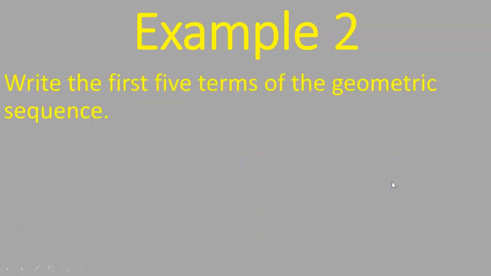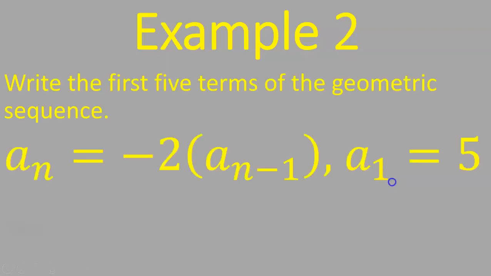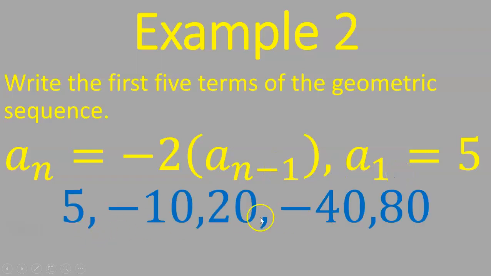Okay, a second example, write the first 5 terms of the geometric sequence where you're given, again, this recursive formula, because we recognize a sub n minus 1, and you're told that you begin at 5. So this is your sequence. To write the first 5 terms, we have to be given some sort of position, and we're given that first position. And you just simply multiply by negative 2 each time. So 5 to negative 10 to 20 to negative 40 to 80. Notice again the pattern there, you're alternating positive negative because of the negative r.